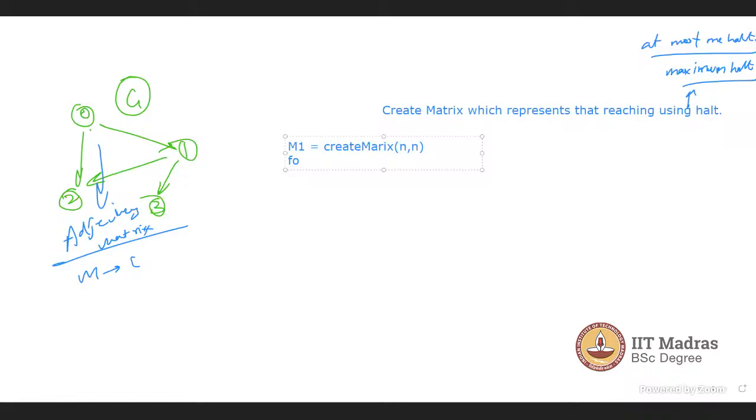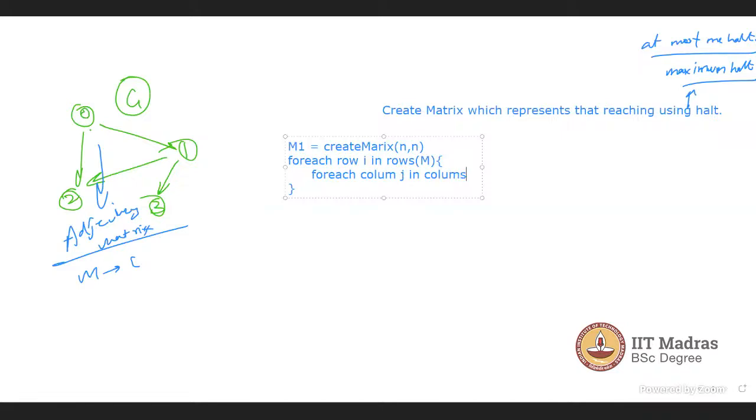So for each row I in rows of M, we are using this. Then I am going to check from 0 to every column. Is there any edge or not, right, sir? Yes. So for each row I, column J, J in columns of M.